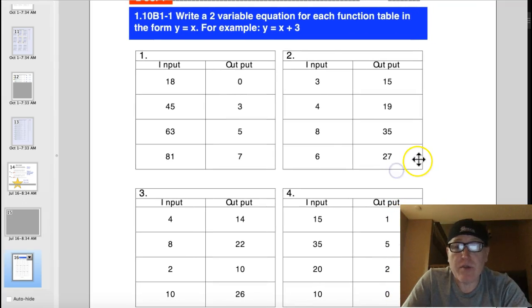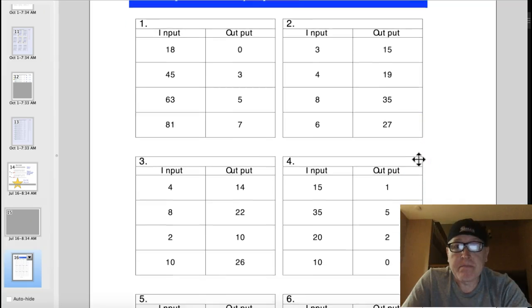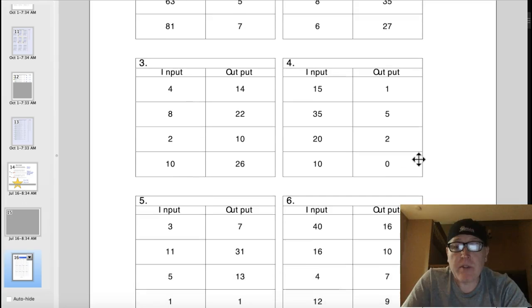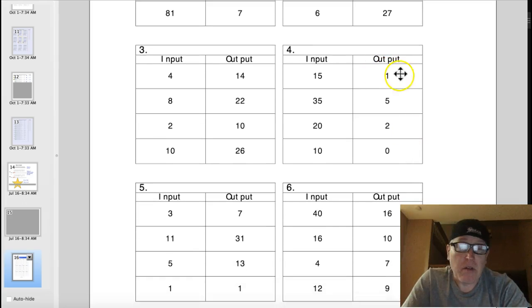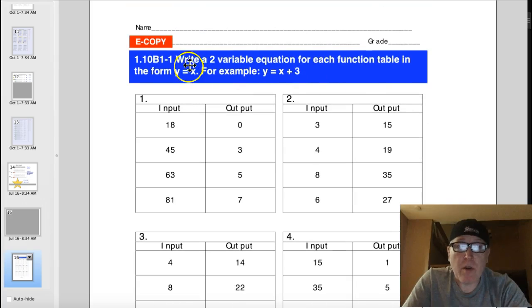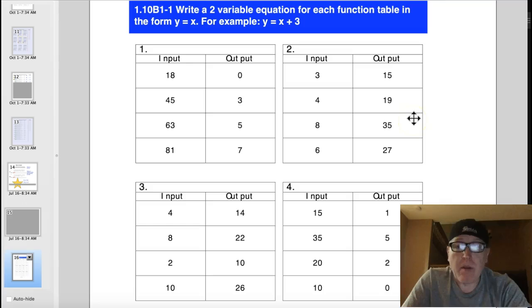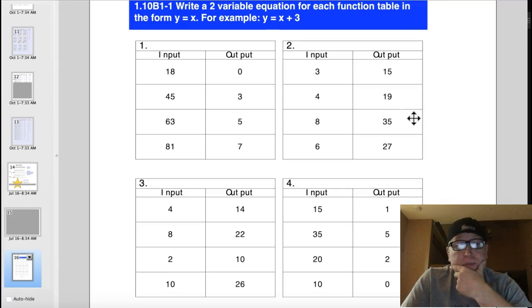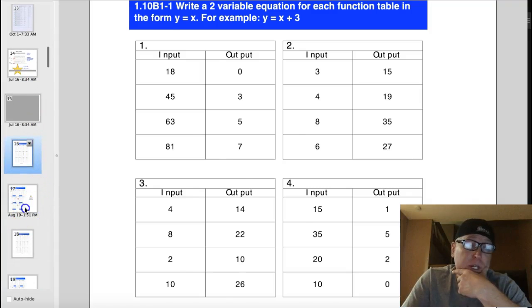Slide this over. Here's the first 4. Okay. And here's the last 4. Now make sure you write these in the y equals x form, like y equals x plus 3. Yeah, there's some division ones in there. There sure are. So let's go ahead and take a look at your answers, and I'll talk you through them a little bit.